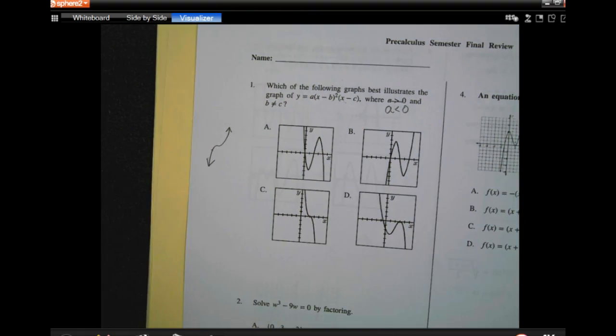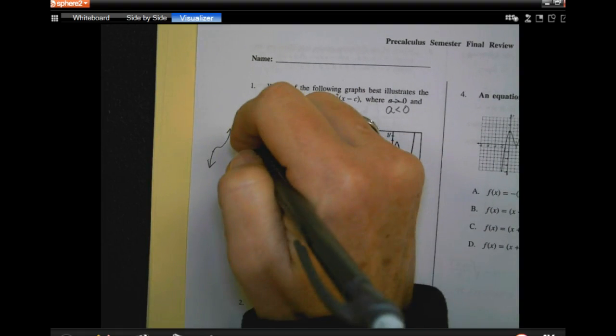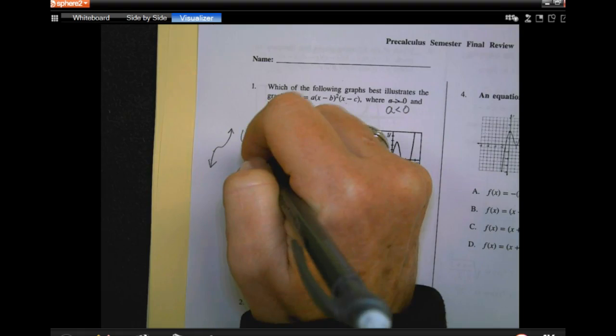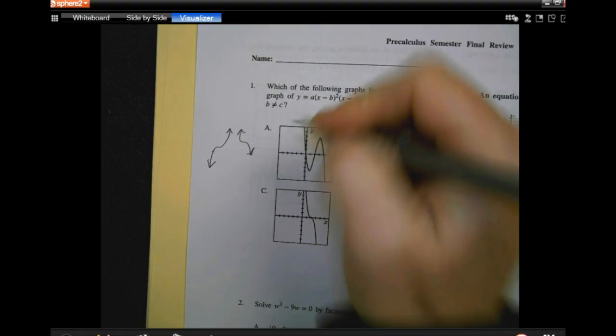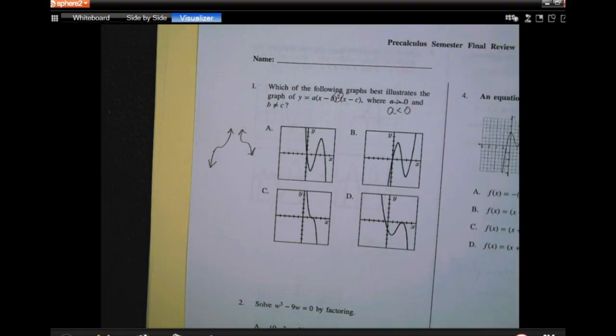But if I change the a so it's negative, the end behavior has to go the other way. Up and down. So even without thinking about that, the next thing I would ask myself: if I have a 2 right here, the 2 tells me it doesn't go through the axis, it's a touch. There's only one of them that has a touch.